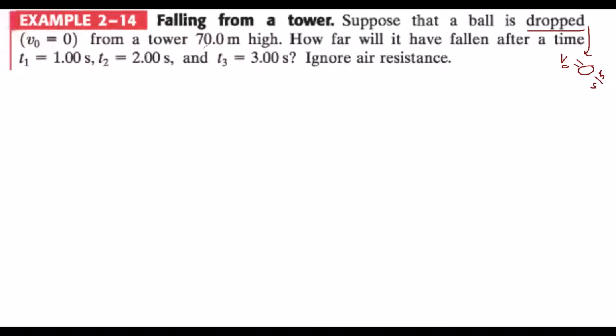Then it says from a tower, 70 meters high. That's gonna be your x naught. How far will it have fallen? That's gonna be x1, which is what you're gonna solve for. I'm gonna put a little question mark to mark that it's the unknown.